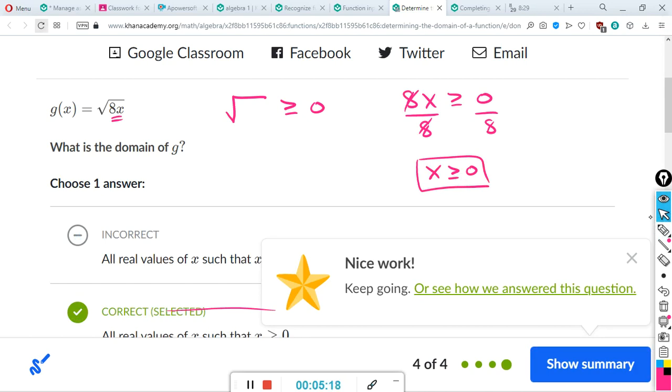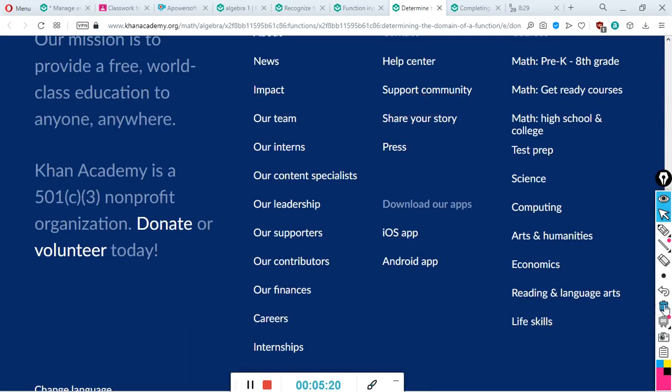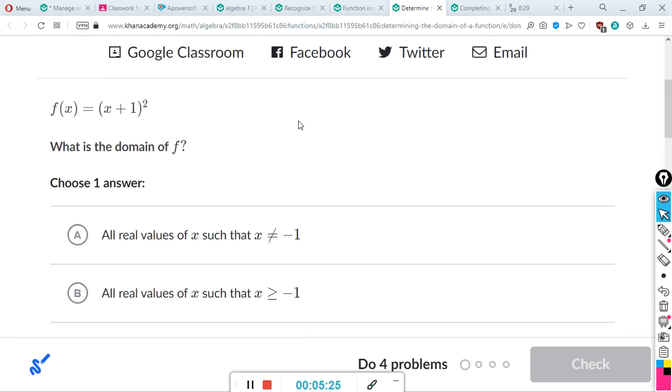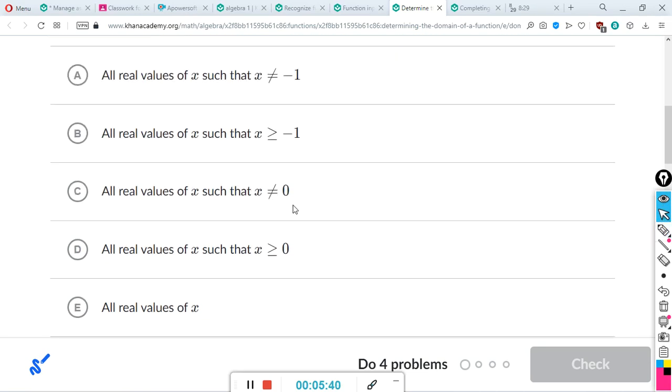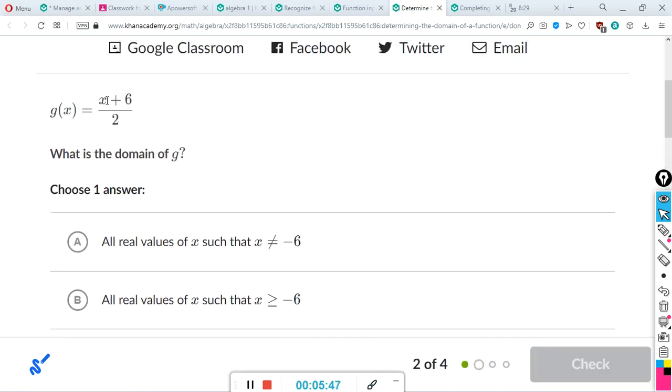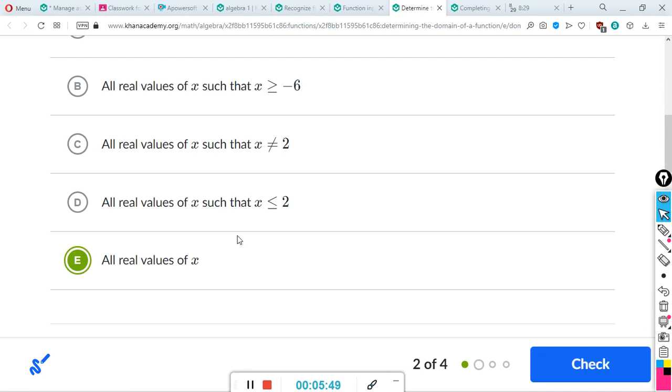I'll do one more. What is the domain of f? No matter what you put in here, you'll be able to get an answer. If it's negative, 0, positive, regardless of what you put in there, it's all real numbers. So that's E. All real numbers.